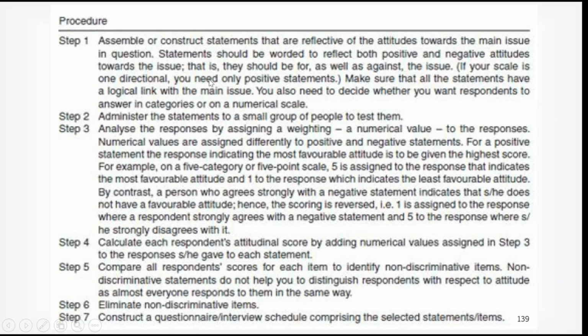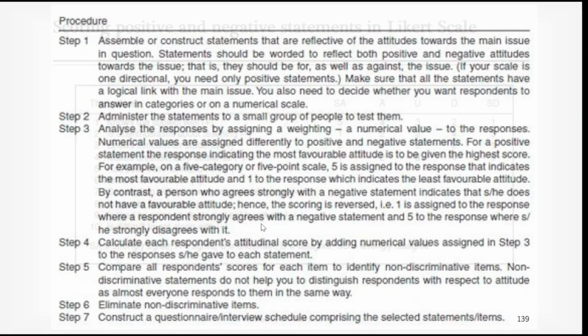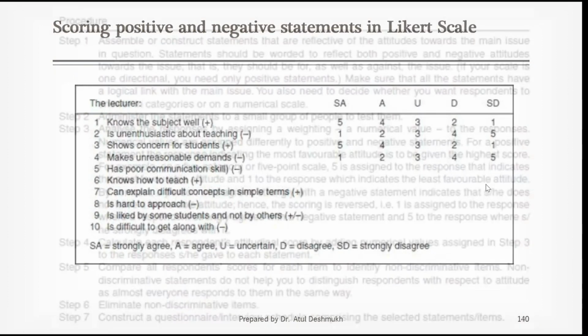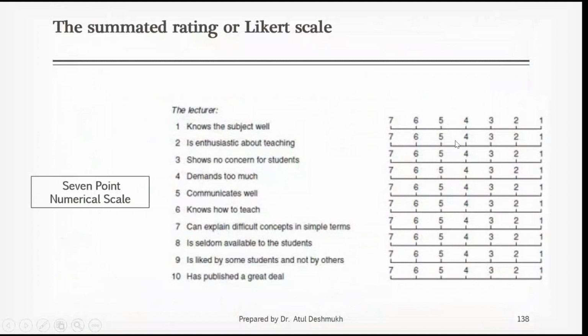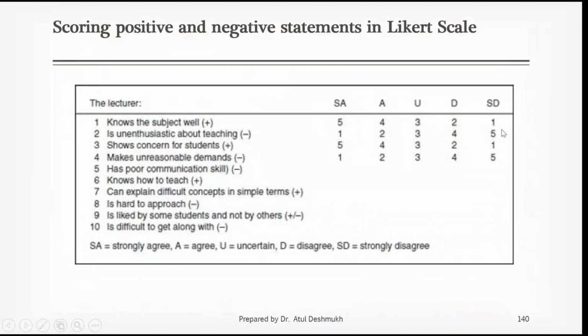Make sure that all the statements have a logical link with the main issue. Means there should be some logical link. This statement like is liked by some students and not by others. It does not have any logical link with the main issue or issue under study. You also need to decide whether you want respondents to answer in categories or on numerical scale. Now here we are using categories: strongly agree, agree, uncertain, disagree, and strongly disagree. Means these are the category, 5 categories, from most positive to most negative categories. Or you can have numbers like this. Okay, you can have a numerical scale or you can have categories that you have to decide as an investigator, right?